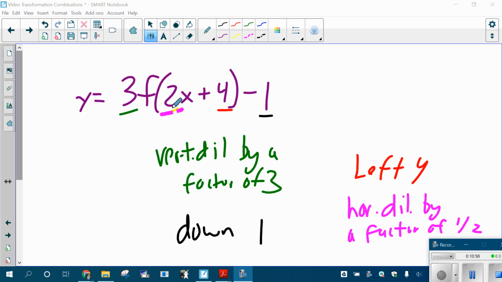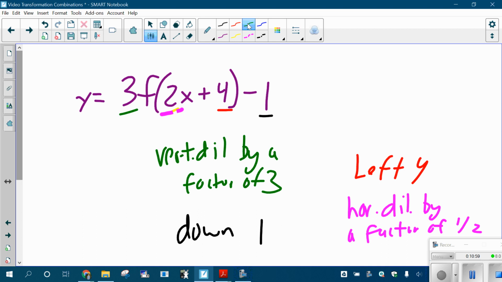Now let's talk about the order, okay? So in terms of the vertical transformations, I need to do the multiplication before the addition or subtraction in this case. In other words, I need to do this. I need to do this. Has to be like that. For the horizontal stuff, I need to do the addition, I need to do the shifting, I need to do the translation left 4 first. And then I need to do the dilation second. Okay, so I need to do this before this.